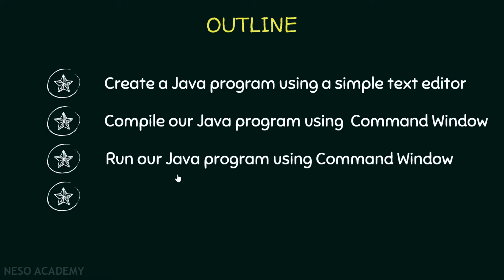And after compiling our program, we want to run it in order to see the output. And we will also do this using the command window. So when we reach this step, you will have created, compiled, and executed your first Java program. So I hope you are excited. And finally, we will see what happens exactly when we compile and run our Java program. Okay? So let's get started.